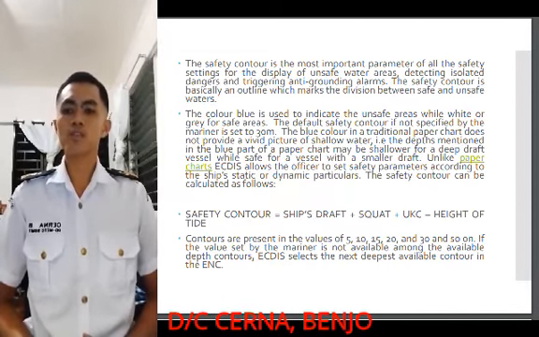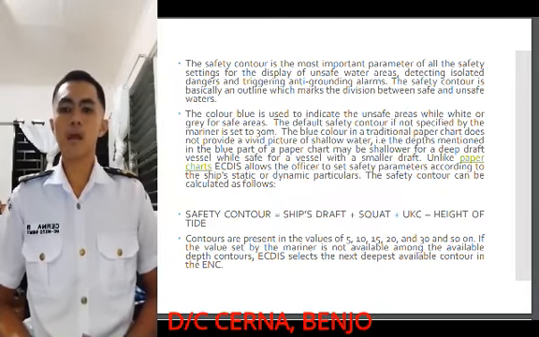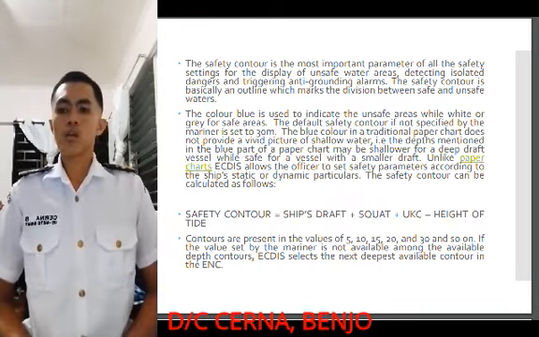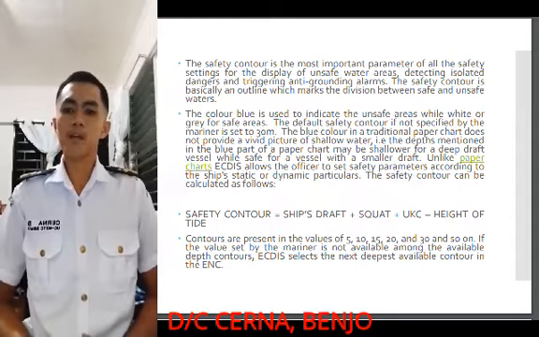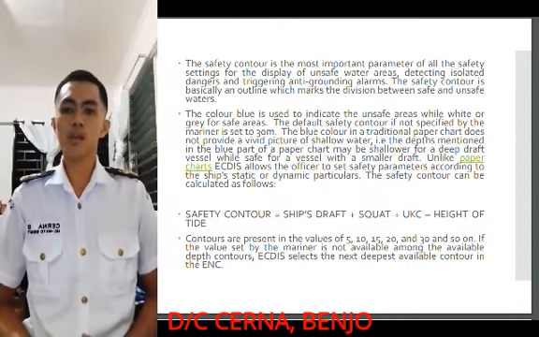Safety contour equals ship draft plus squat plus UKC minus height of tide. Contours are present in the values of 5, 10, 15, 20, and 30, and so on. If the value set by the mariner is not available among the available depth contours, ECDIS selects the next deepest available contour in the ENC.